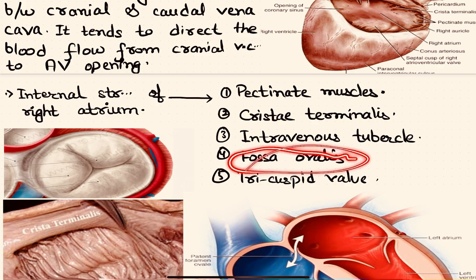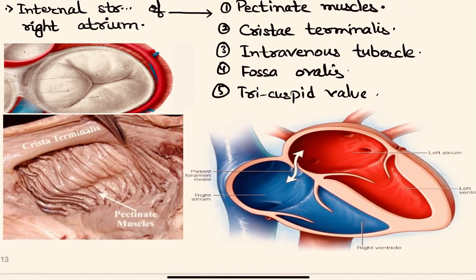What was this fossa ovalis? It was a depression. It was a remnant of the foramen ovale in the interatrial septum, on the superior side of the interatrial septum. What was this tricuspid valve? It was the valve between the right atrium and right ventricle in the form of cusps. There were 3 cusps. As you can see here, these are the 3 cusps. So it is the tricuspid valve.